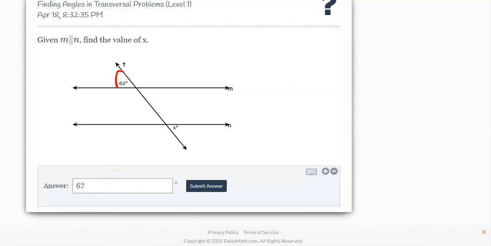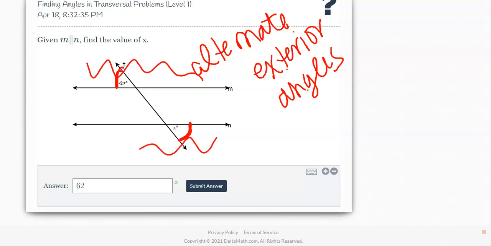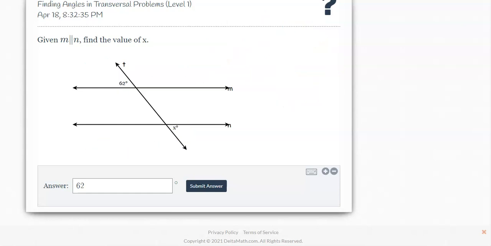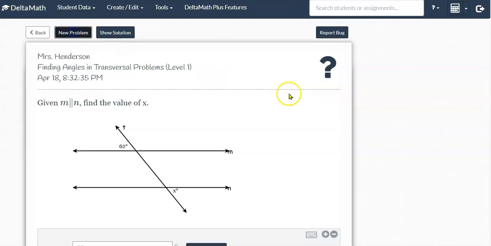Well, this angle and angle x are what we call alternate exterior angles. Angles that are on alternating sides of the transversal, and they are exterior of the parallel lines. Alternate exterior angles are equal. Well, let's try another one.